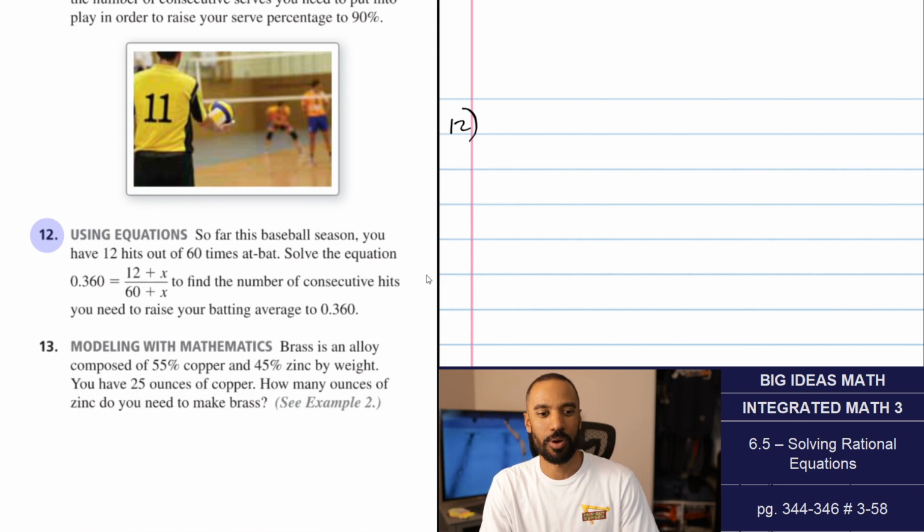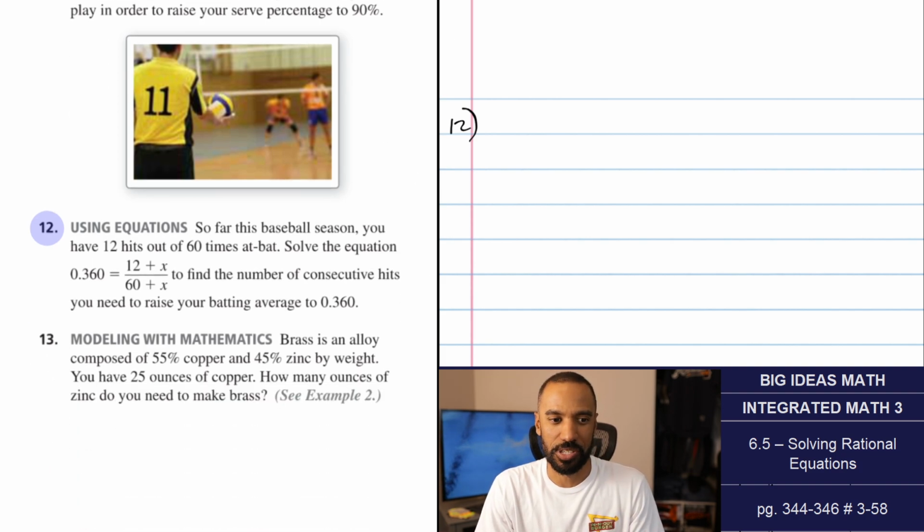Number 12. So far this baseball season, you have 12 hits out of 60 times at bat. That is a 200 average. Solve the equation. Oh, you need a 360 average? Okay. Solve the equation.